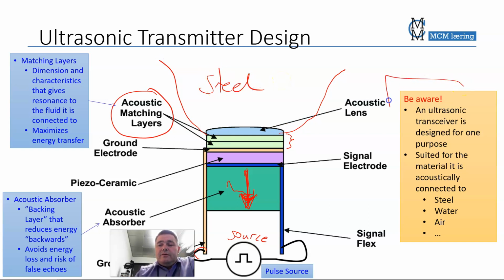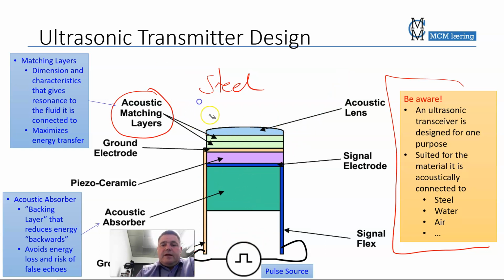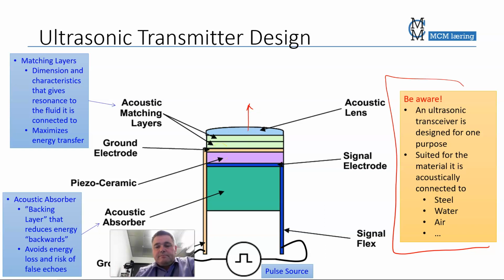This means that when we buy an ultrasonic transceiver, you need to be careful, because if you buy one that is supposed to be connected to air, you cannot use that in water. And if you buy one that is supposed to be used in water, you cannot use it in free air or in steel. So you have to make sure that you buy one that is meant to be connected acoustically to the material it's designed for. So the one you have in your drawer may not be suitable for your application.